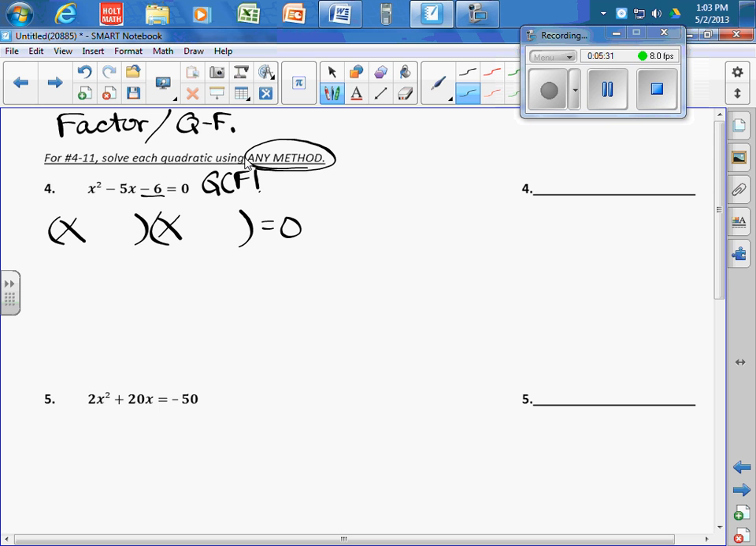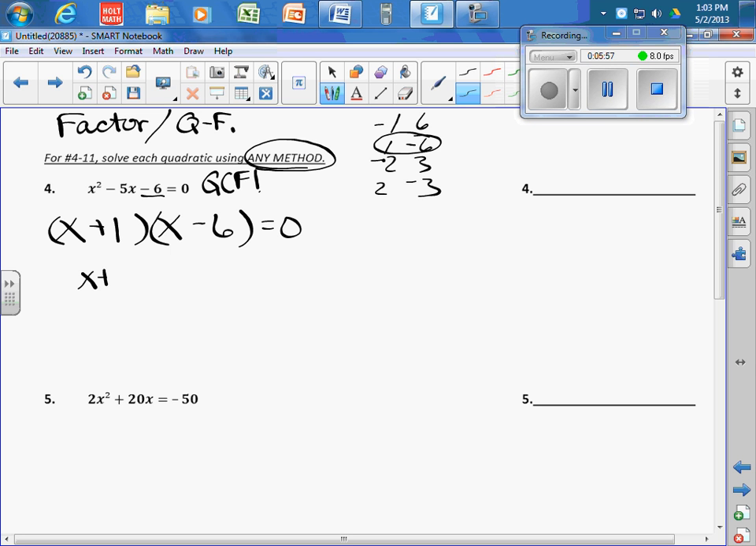Factors of negative 6 are negative 1, positive 6, positive 1, negative 6. Negative 2, positive 3, positive 2, negative 3. Those are my only combinations that I can use because I'm needing factors of negative 6. I cannot get away from that. Which ones add up to negative 5? 1 and negative 6. So I'm going to go plus 1 and minus 6.